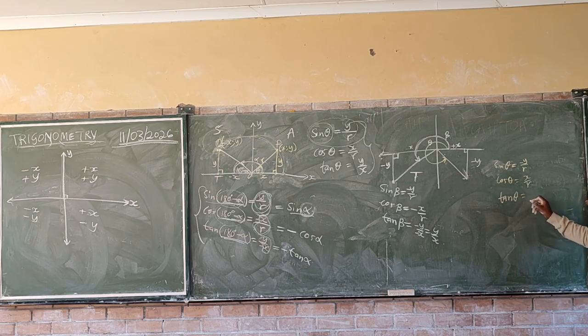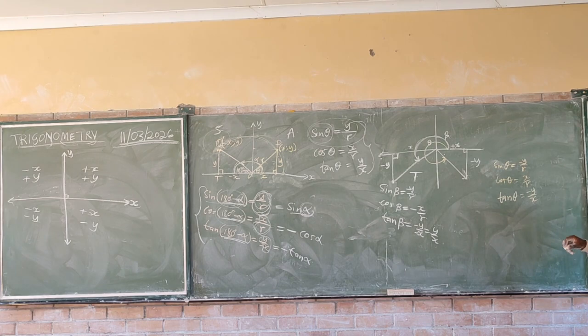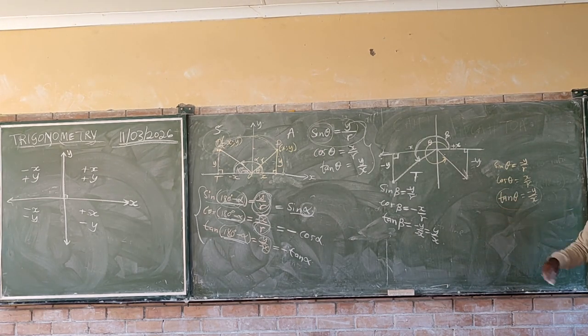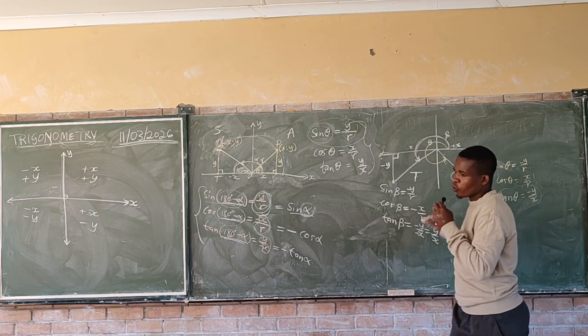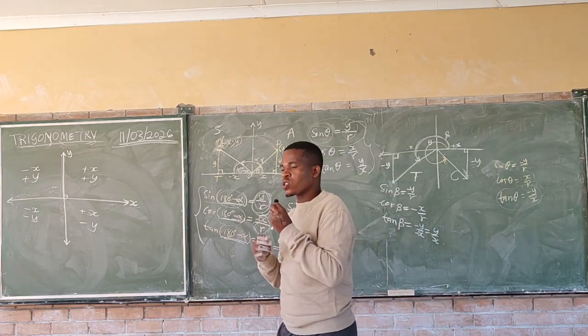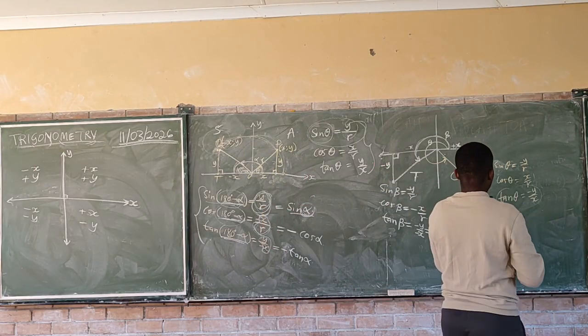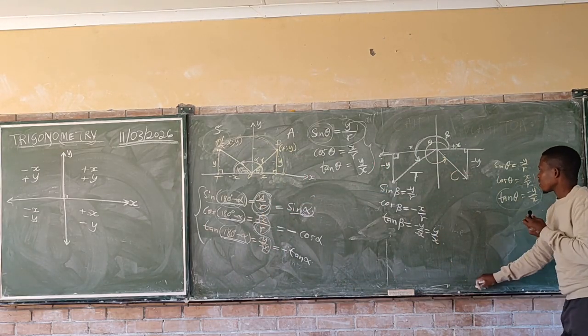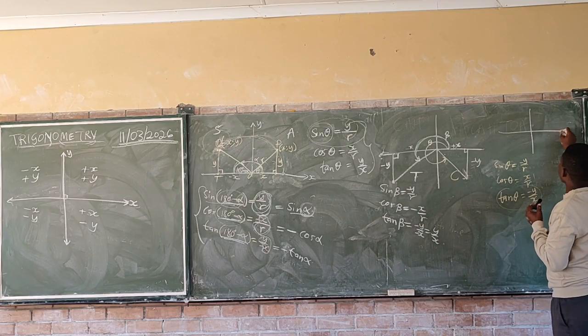Tan of theta, negative y over x. So you can see the tan is what? Negative. So only cos is positive in the fourth quadrant. So this will take us to what you know and what you like, which is what? The CAST diagram.